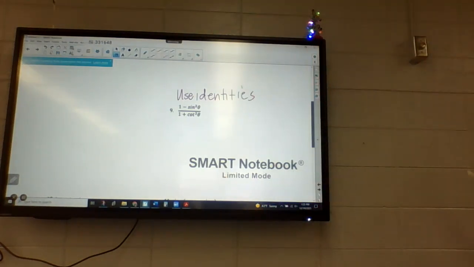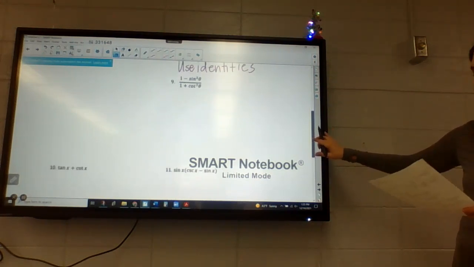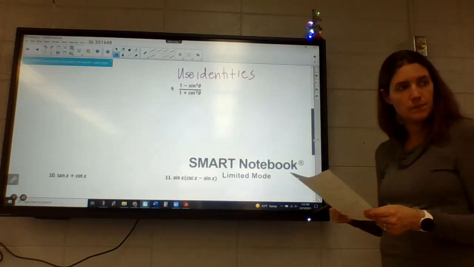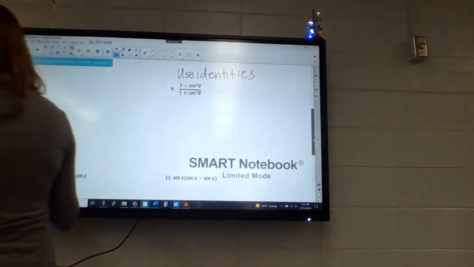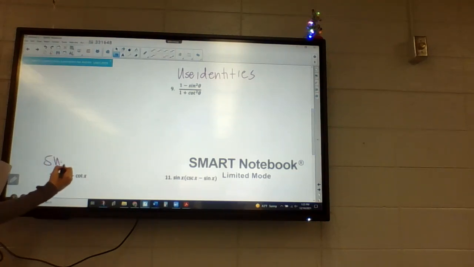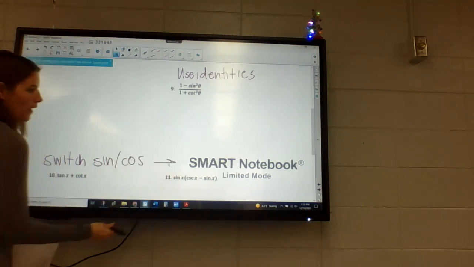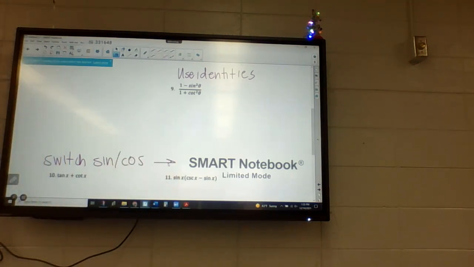Just use identities there. You're supposed to switch to sine and cosine, obviously. Really, switching to sine and cosine on most of these. Alright, for the most part.